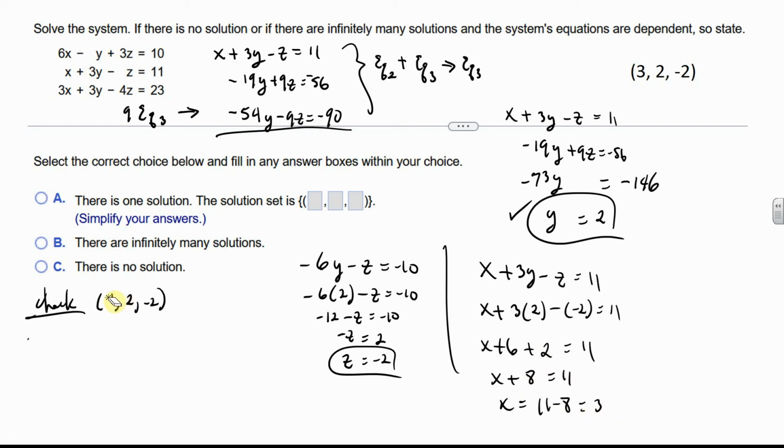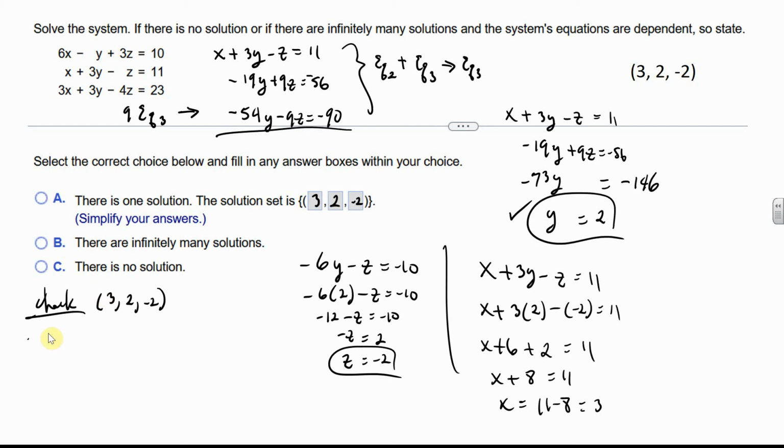So 3, 2, negative 2. So, here's the cool thing: once you get your answer, check those numbers into each equation to make sure they check out, just to make sure that you're right. Because if you're wrong, you can go back and, like I did, check my steps. So, you know, the method is subject to human error, right? So that's always a possibility.